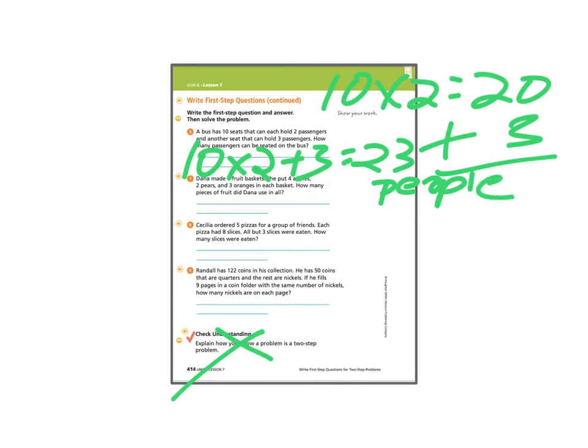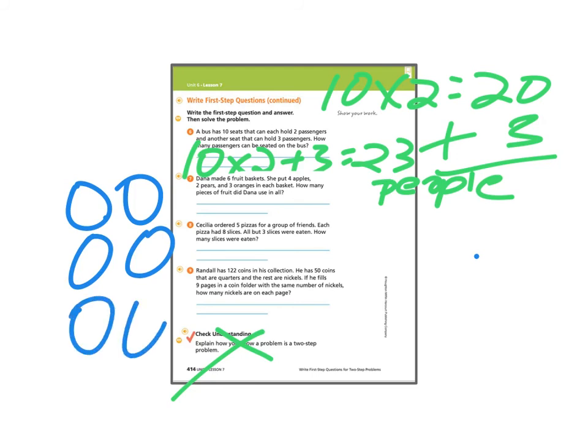All right, Dana made fruit baskets. Last one I'll do, and then you guys are on your own. Dana made fruit baskets. That's an equal groups problem, because anytime you have baskets. All right, so Dana made fruit baskets, 6 of them. So 1, 2, 3, 4, 5, 6.